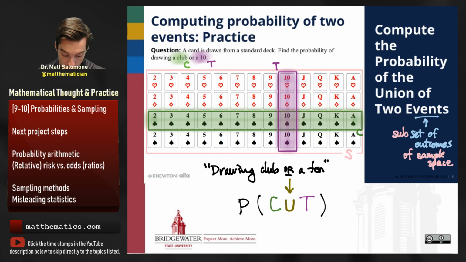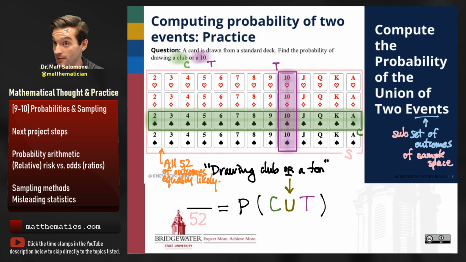Now, we could do this a few different ways. We could remember that all 52 of the outcomes in my sample space are equally probable if it's a fair deck of cards, equally likely. And so we can use what we know about equally likely outcomes to just compute this probability directly. All I would have to do is count the number of outcomes that are in the union of these two sets and divide it by the total number of outcomes in my sample space. The total number of outcomes in my sample space is 52, because there's 52 cards after all.